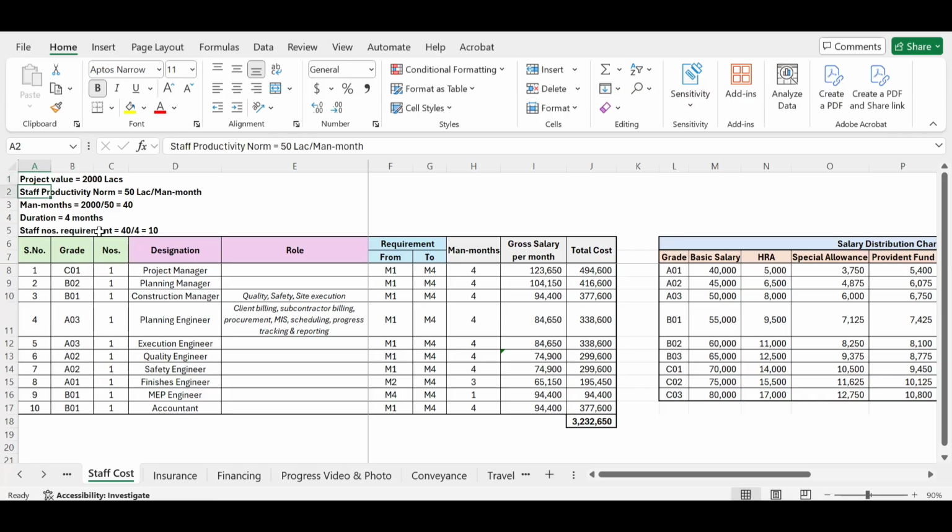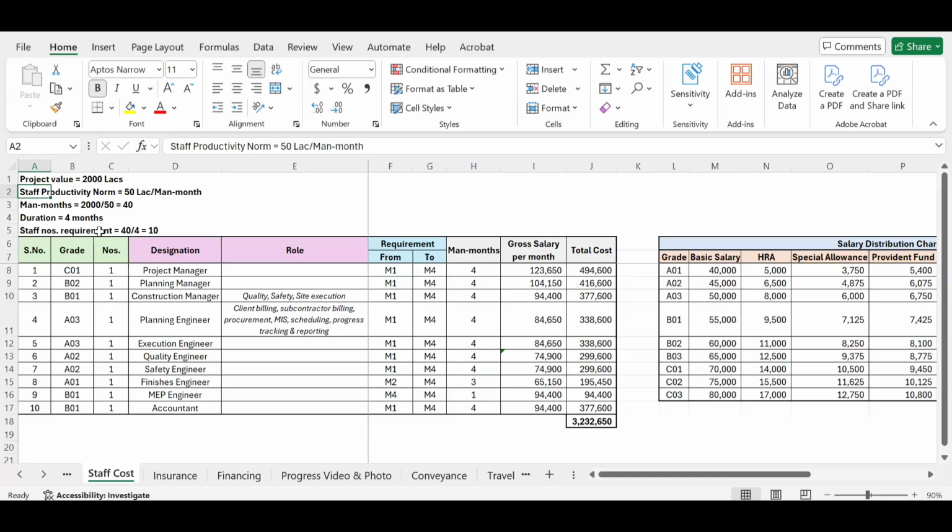Then whatever is the norm or policy of your company for the productivity of your staff, after taking some factor into consideration based on the complexity of the job or the nature of the scope of work, you have to find the productivity norm for a project. I'm considering 50 lakh rupees per man month. That means, suppose you are allocating 100 staff to a particular project, each staff working at that site has to do the work of 50 lakh rupees per month.